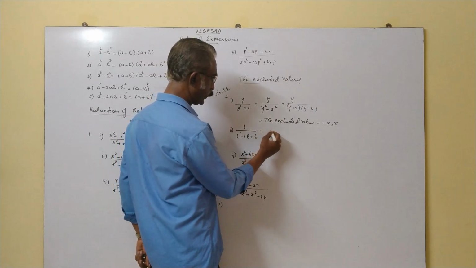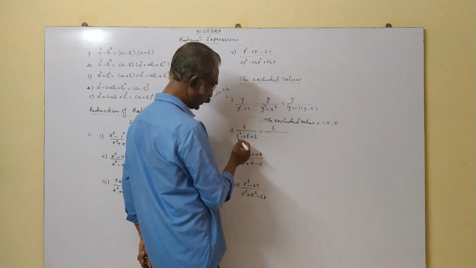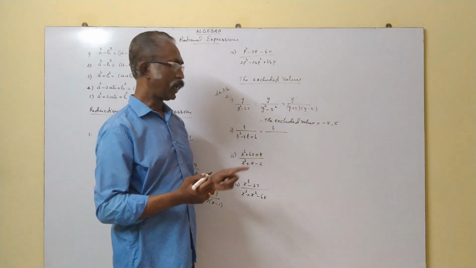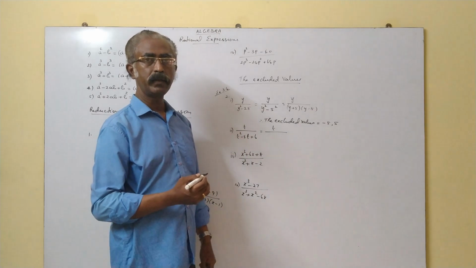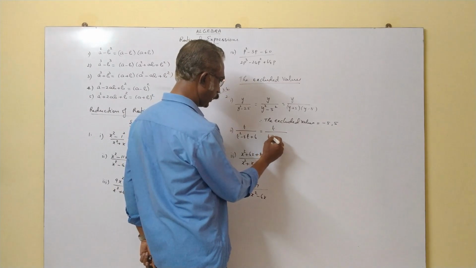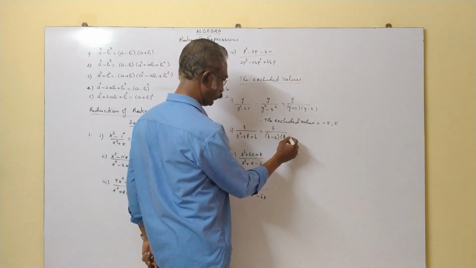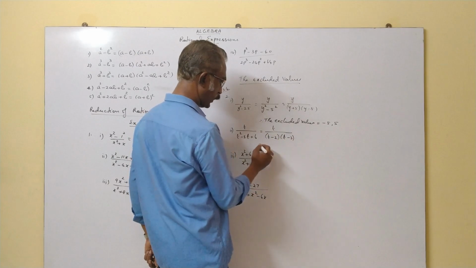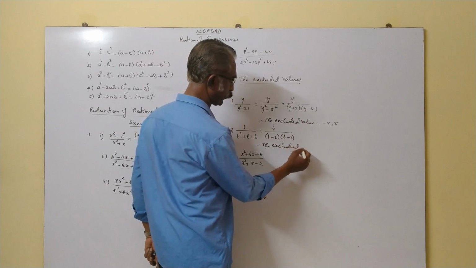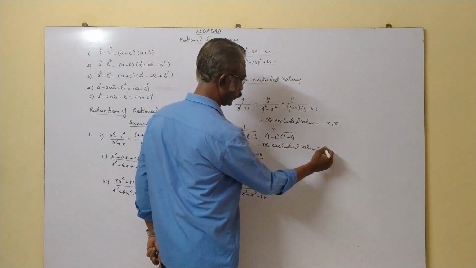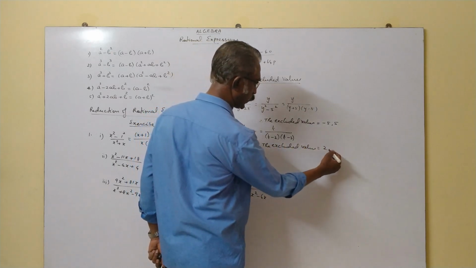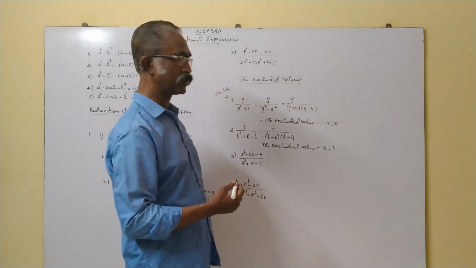Now we can move to the next term. See here t divided by, the denominator is t square minus 5t plus 6. The product is 6 and sum is minus 5. What are the values? Can you guess? Yeah, here we can take minus 2 and minus 3 are the values. Therefore, the excluded values are 2 and 3. If you are substituting 2, it will vanish. Here if you are substituting 3, it will vanish. Therefore, the excluded values are 2 and 3.